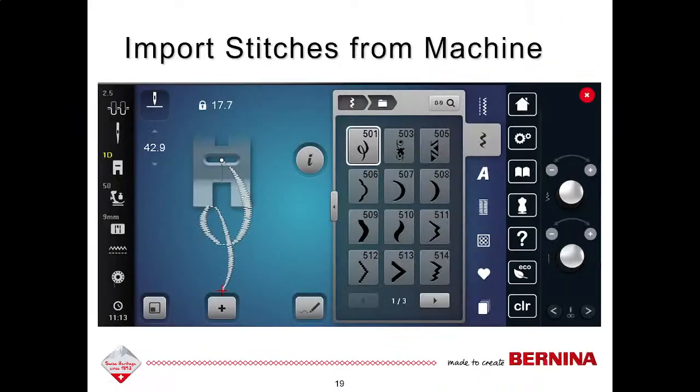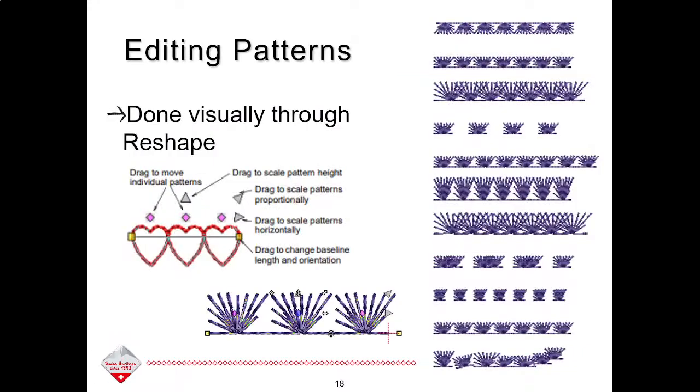We can also import stitches from our machine. So if there's a stitch you really like on your sewing machine and it's not in the embroidery software, you can pull it from most, but not all, machines. You can pull it from the machine, put it on a USB stick, and then import it into your software. And then depending on your machine, a lot of times you can go the other way as well, where you are taking a stitch from the software and importing it into the sewing machine. We're not going to really talk about that today, but it is something you can do.